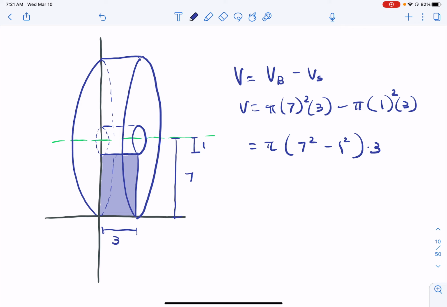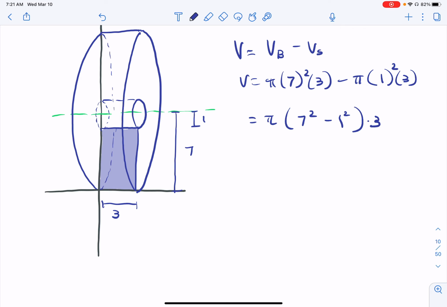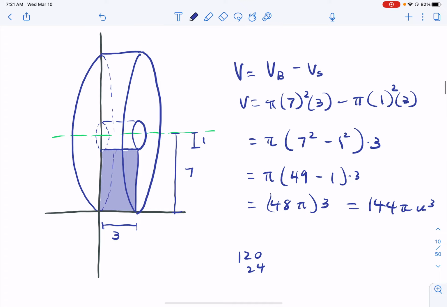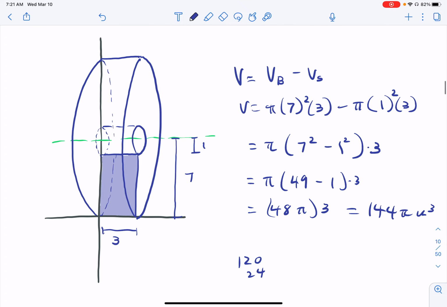Anyway, I could work that out. I could stop it if I wanted to, but I think I can handle this. Let's see. I've got 49 minus 1, which is 48. So basically a 48 pi. Then I'm multiplying times 3. That'd be 120 plus 24, I think. So 144 pi, units cubed. I'll check that with a calculator after I end this video just to make sure I did my math right. And if I didn't, maybe you're screaming at the screen right now. But I think that's it for right now.